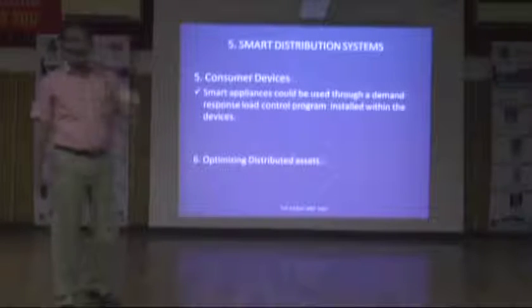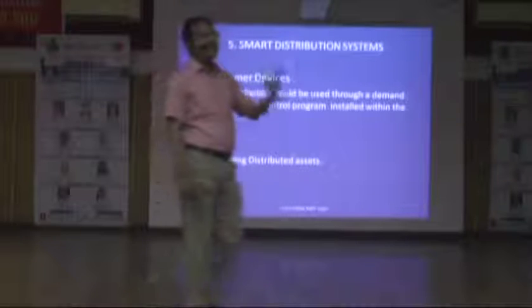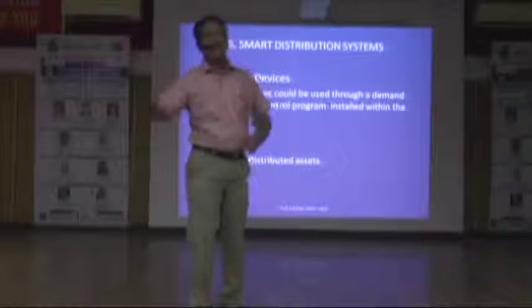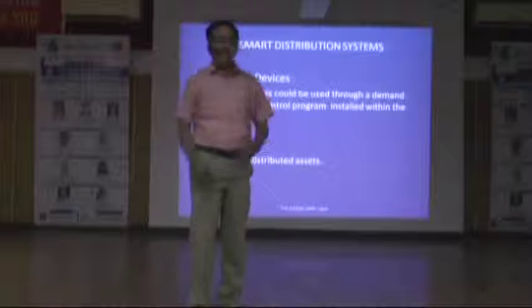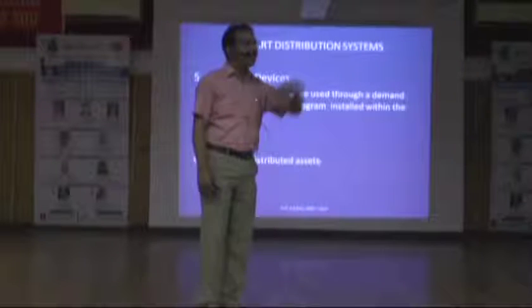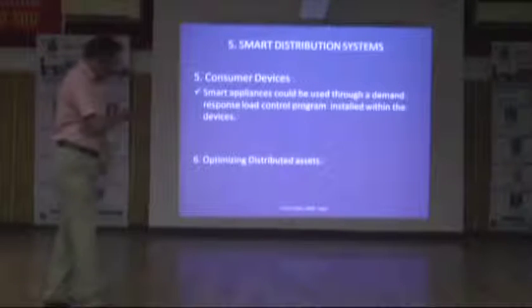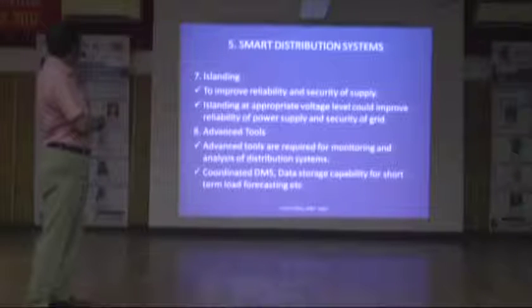If one conductor is loaded, you know, losses are proportional to I square R, so if current is increased by 2 times, losses increase 4 times. So try to cut down the current here and increase the current somewhere else. So these are what we call optimizing distribution.